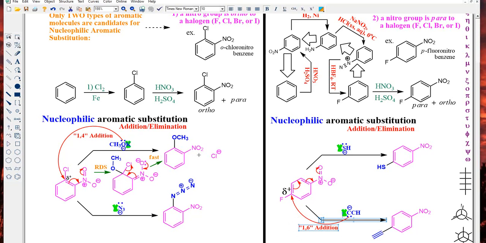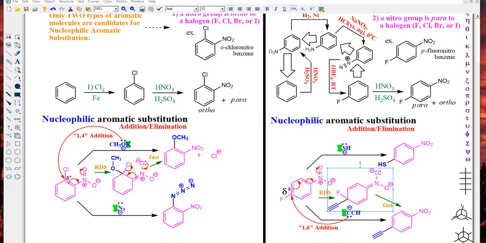And since we're now keeping score, this first one up here was a 1-4 addition. We attacked atom number 1, electrons moved past 2, past 3, all the way to 4. We've seen conjugate addition before, haven't we? Key intermediate in this reaction over here. Here's the key intermediate here.